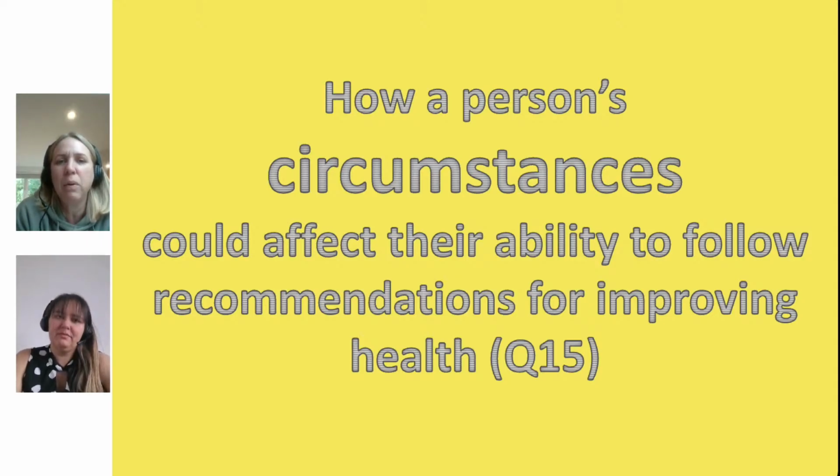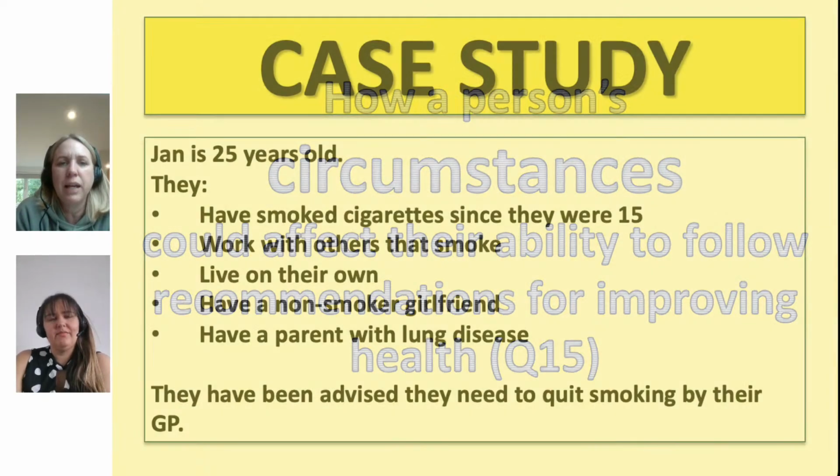So we're going to hone in now on question 15, okay? So the question will say how a person's circumstances, or give the person a name, could affect their ability to follow recommendations for improving health. So let's have a look at our first case study.